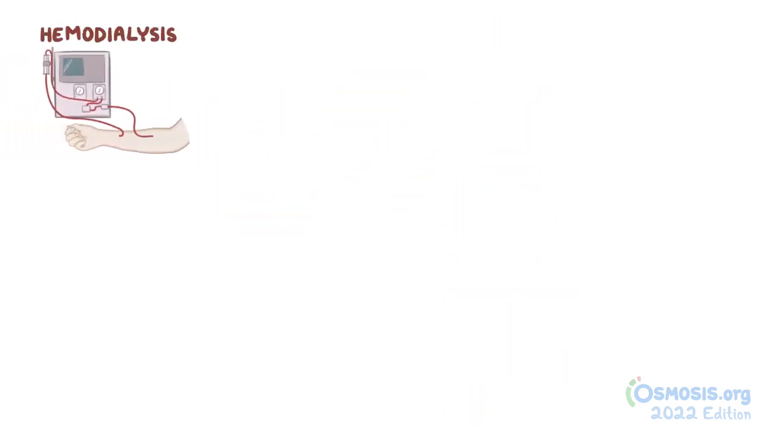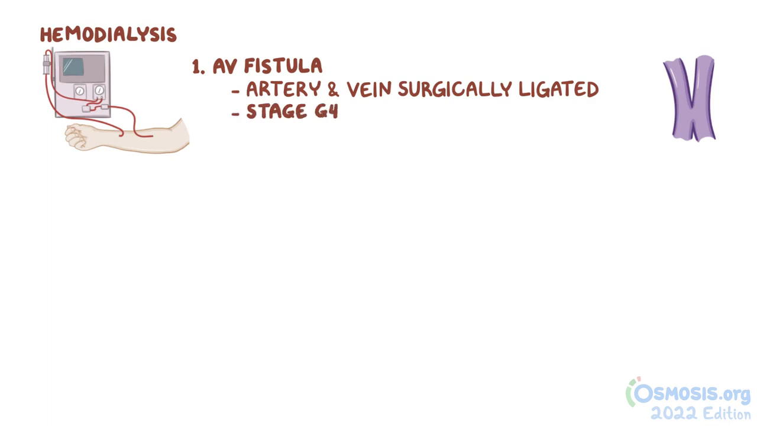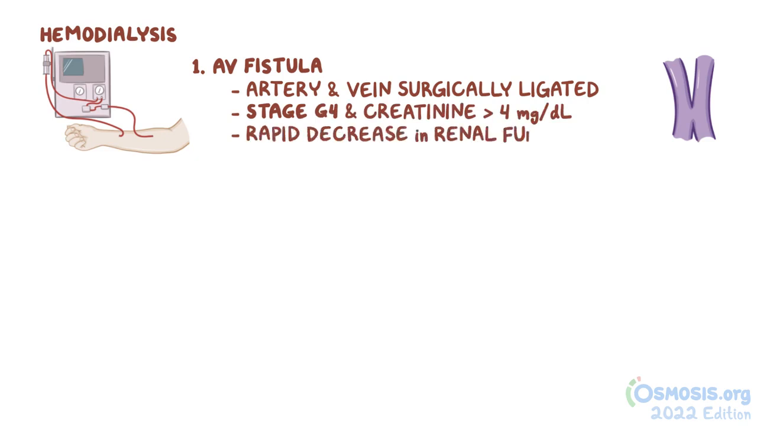In hemodialysis, there are 3 major types of vascular access that can be used. First, there's an AV fistula, which is when an artery and a vein are surgically ligated in the arm and then strengthens over 6 months into a strong blood vessel. Typically, a person is referred for an AV fistula surgery when they're at stage G4 and when creatinine levels are above 4 milligrams per deciliter, or when there's a rapid decrease in renal function.